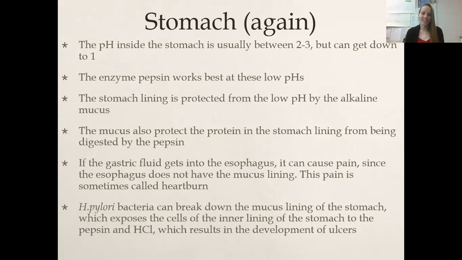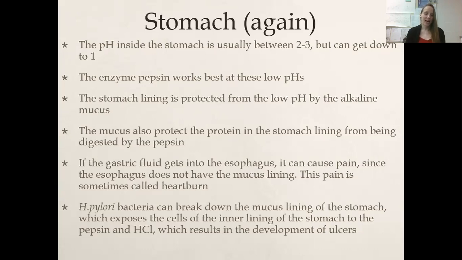H. pylori bacteria can break down the mucus lining of your stomach, which then exposes the cells on the inside of your stomach to the pepsin and the hydrochloric acid, which is actually how people develop ulcers. So people used to think that ulcers were caused by stress. We now know that it's caused by this infection of H. pylori bacteria.